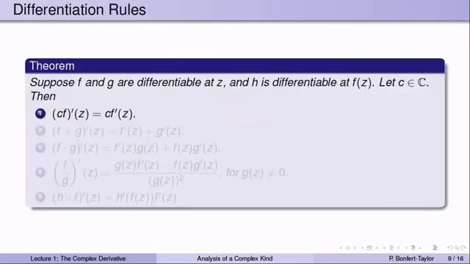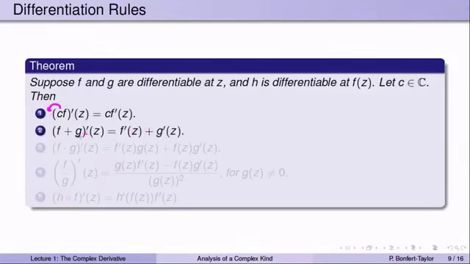Now that we have taken a few derivatives, it would be great to understand how we can combine functions whose derivatives we already know. So let f and g be functions differentiable at z, and suppose h is another function that's differentiable at f of z. We want to look at the composition, that's why we want to have h differentiable at f of z. And suppose c is a complex constant. The derivative of a constant times f is the same thing as the constant times the derivative of f. So constants can go out to the side when taking derivatives.